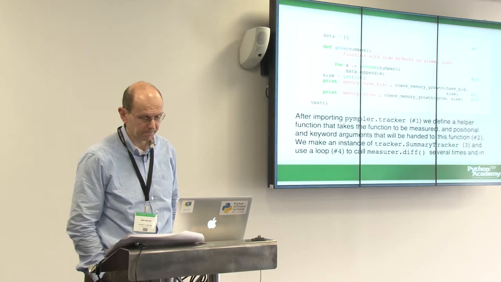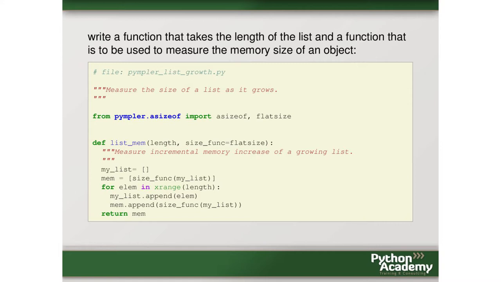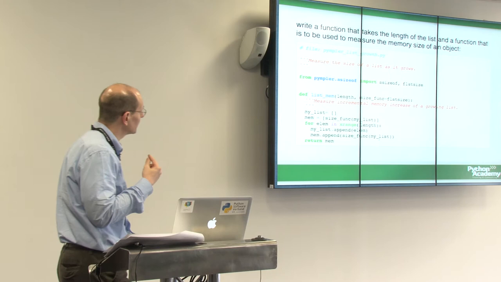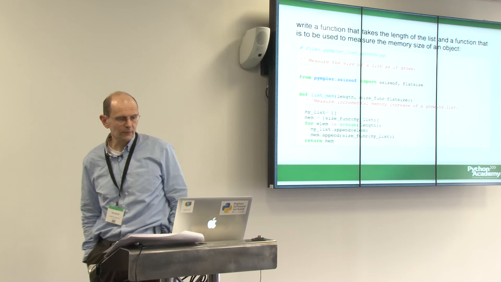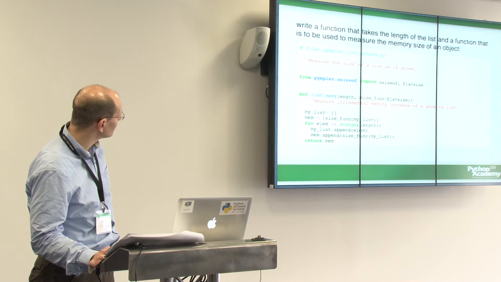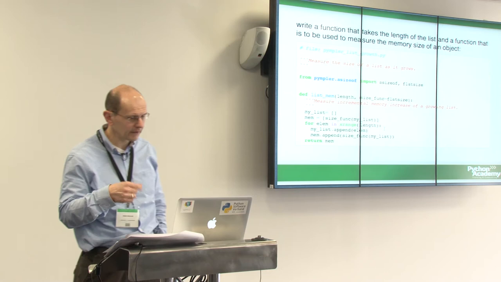And I want to show you some interesting example. Because now we actually want to measure how the memory is allocated for a list. That's something that might be very interesting. And I use different functions. Pympler offers two functions, asizeof and flatsize. They have different meanings, and you will see how this works. And then here I inject, so to speak, the method I would like to use. In this case, flat size is the default, but I also can use asizeof.